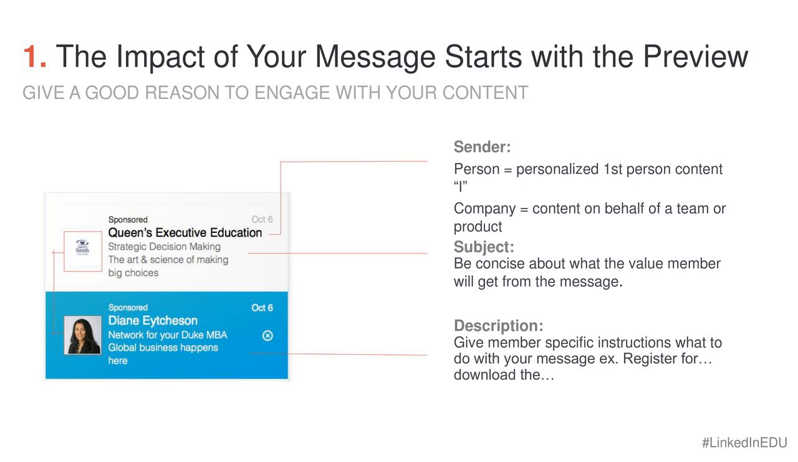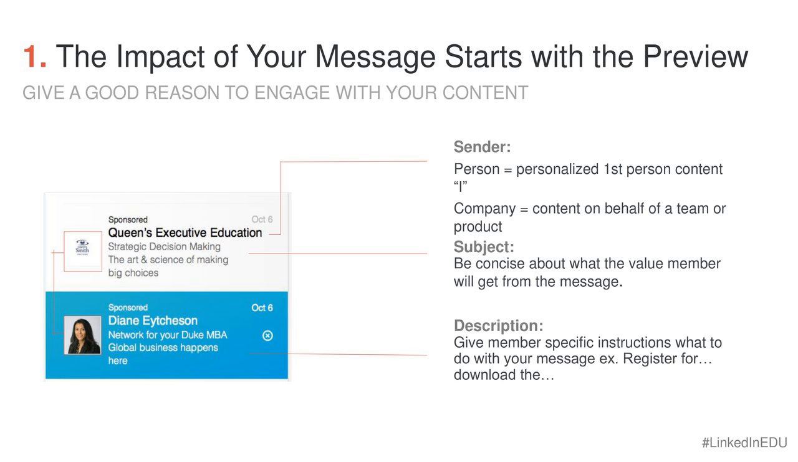But the first one really is the impact of your message starts with the preview, and really that's where, whether you're in your inbox on mobile or on desktop, it's really that subject line and who the message is from that really makes a difference. You have an option as a marketer to send the message from either a person, so you have the member's picture and then their name. So here you see it from Diane, or it can come from a school. So you can upload the logo as well as your school's name.